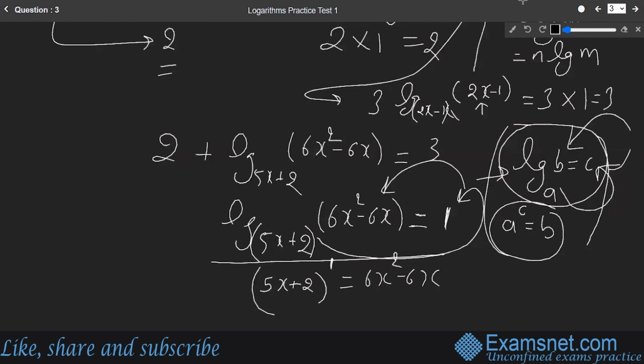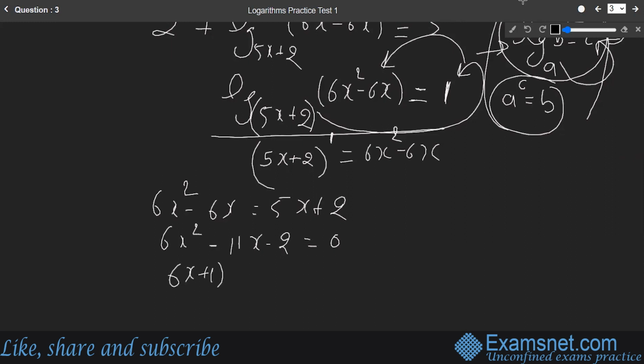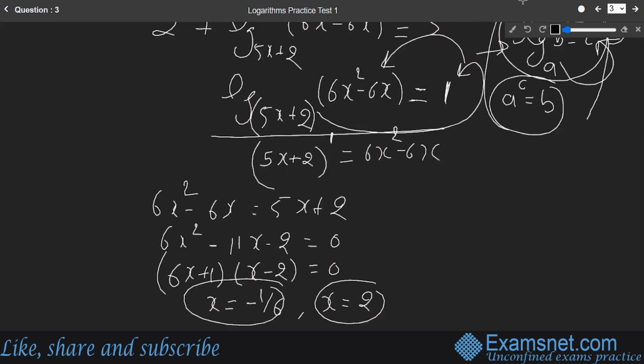So clearly we have an equation now: 6x square minus 6x is equal to 5x plus 2. If we create it, it becomes 6x square minus 11x minus 2 is equal to 0. If we solve this equation, we can factorize it. The factors are (6x plus 1) and (x minus 2) equal to 0. This gives the first value x equal to minus 1 upon 6, and the other x equal to 2. So these are the two values of x.